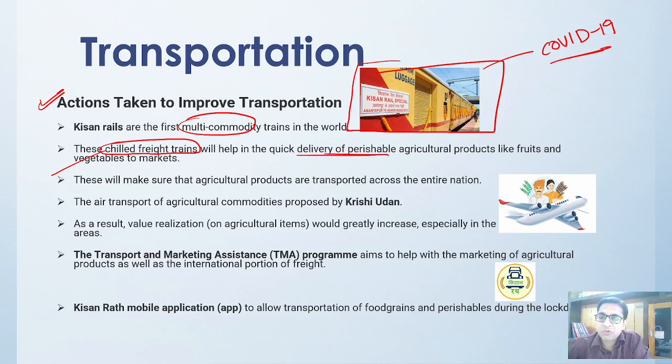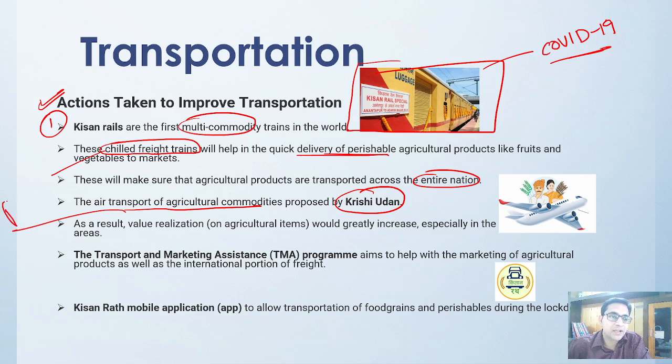During the time of COVID, the whole transportation system totally collapsed, right? So the government started this Kisan Rail. That is the first one. This will make sure that agriculture products are transported across the entire nation. Then we have already discussed the Krishi Udan, for transportation of agriculture commodities like fruits and high value goods, right?